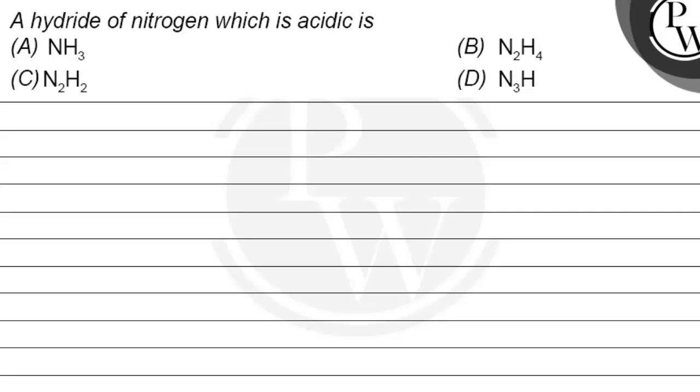Hello bachcho, let's see the question. The question says: a hydride of nitrogen which is acidic is, and we have been given these four options. From all of these options we have to find out the acidic hydride of nitrogen. So let us do this question.